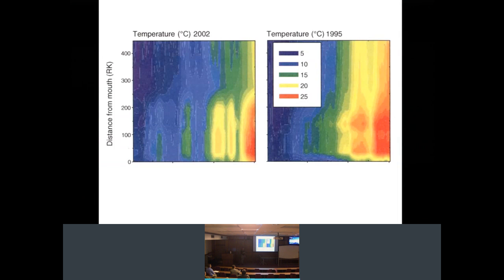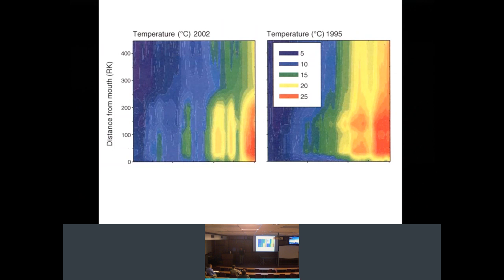Okay, so this is an example of 2 years, 2002 and 1995. We can see these general patterns. It gets warmer as the season progresses. It gets warmer as you move from upstream to downstream. But in other respects, these 2 years are pretty different. Late in the season, 1995 has much warmer upstream temperatures than early in the season, right?